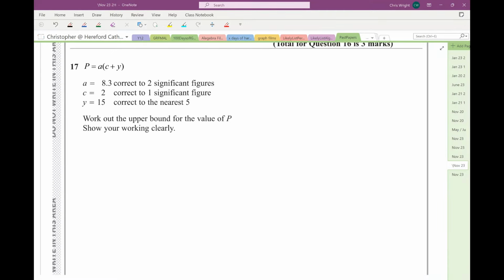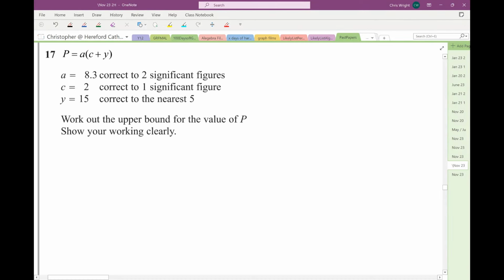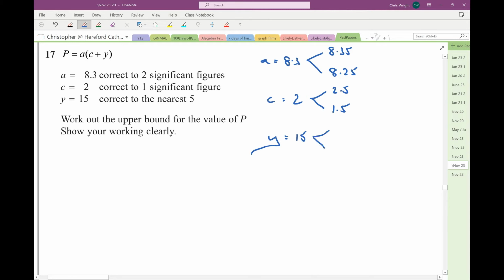Now, question 17 is a question on bounds. So my suggestion is, before you do anything else, that you work out the upper and the lower bound of each of your variables. So we've got a is 8.3, correct to 2 significant figures. So that could be 8.35 or 8.25. c is equal to 2, correct to 1 significant figure. So that could be 2.5 or 1.5. And y is equal to 15 to the nearest 5. Half of 5 is 2.5, so I'm going to go up 2.5 and down 2.5 from the 15.